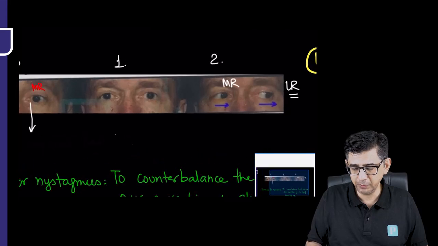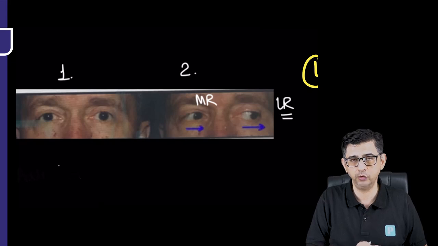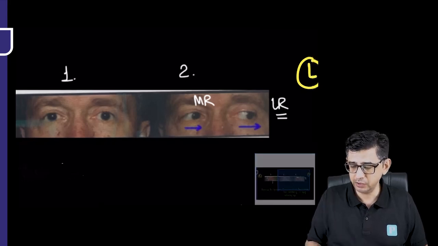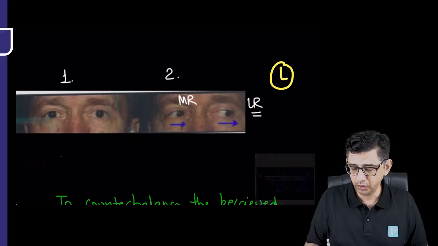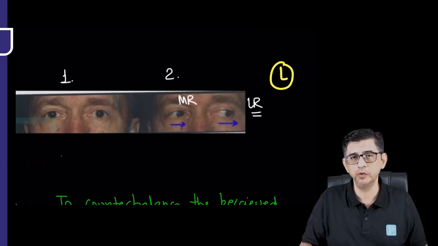I'll just zoom in into image number 1 and 2 initially. Image number 1, you can see the patient looking straight ahead. So far so good, no problem. When I requested this patient to look towards the left side, you can notice that both the eyes can move appropriately. So that means there is no problem on the left hand side per se.